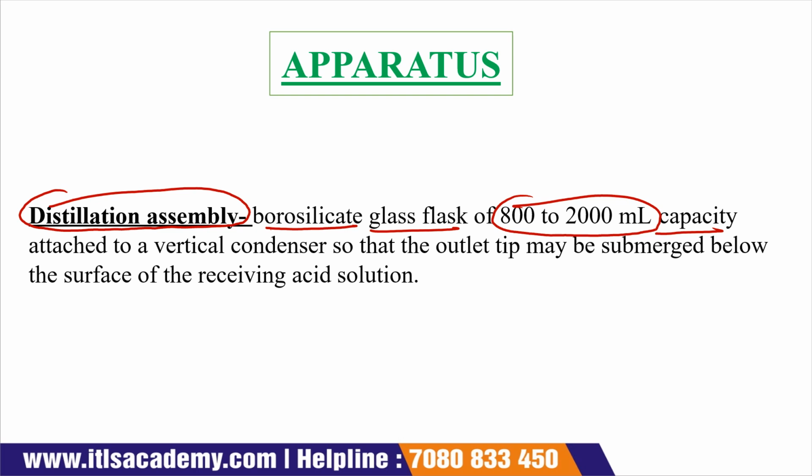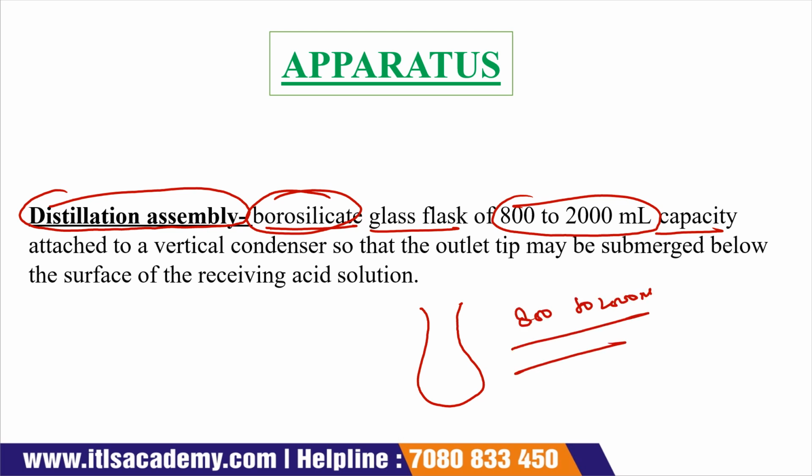For that we have a glass flask, and this glass flask is made of borosilicate, and the volume of this glass flask is around 800 to 2000 ml. It is the capacity of this glass flask. Now this glass flask is attached vertically to the condenser, so that the outlet tip may be submerged below the surface of the receiving acid solution.